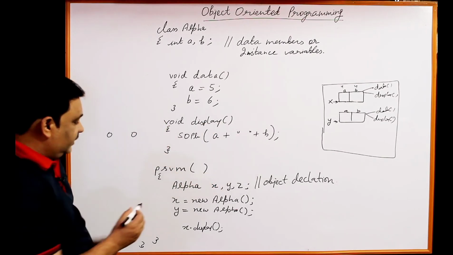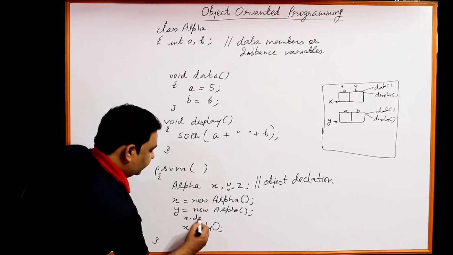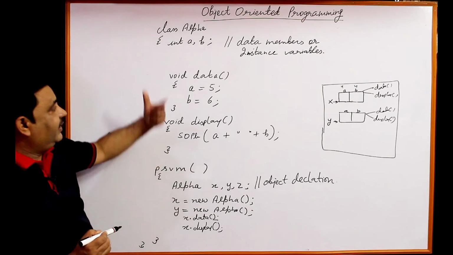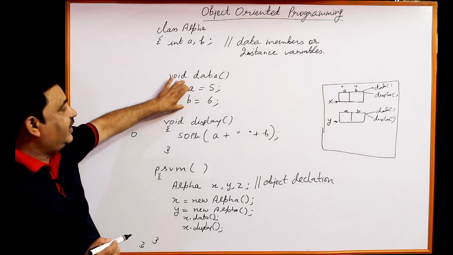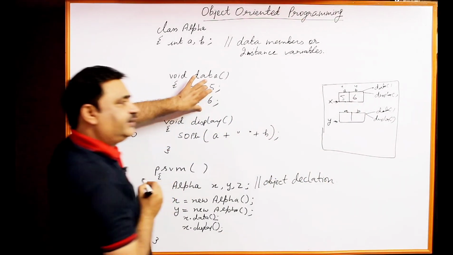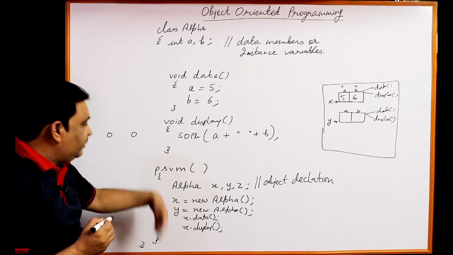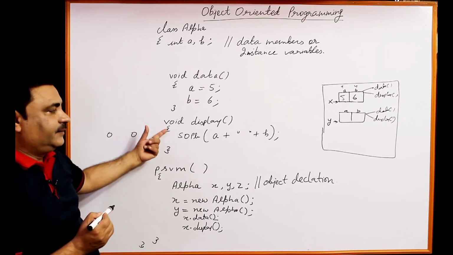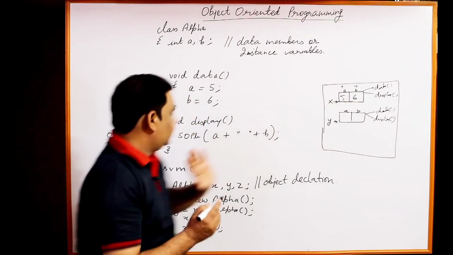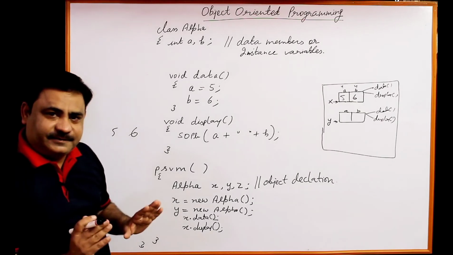Now in the same way, if before the display function I call the function data, x dot data will be executed first and a and b will be initialized for x object with the values 5 and 6. Now you call the display function with the help of x object. Now what is the value of a and b for x object? That is now 5 and 6. So this time it will print 5 and 6.